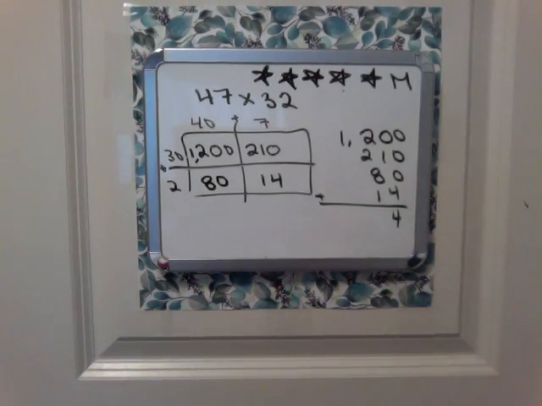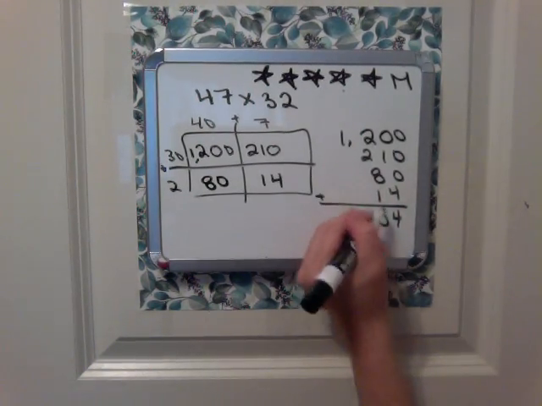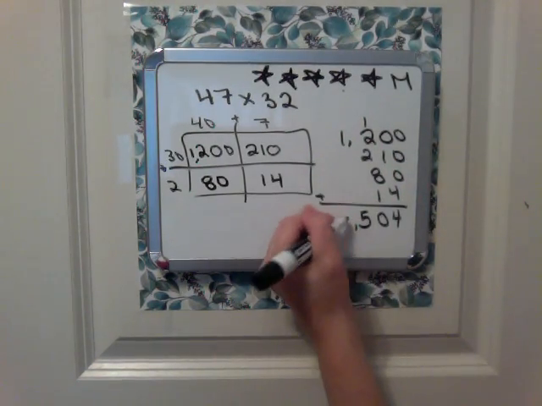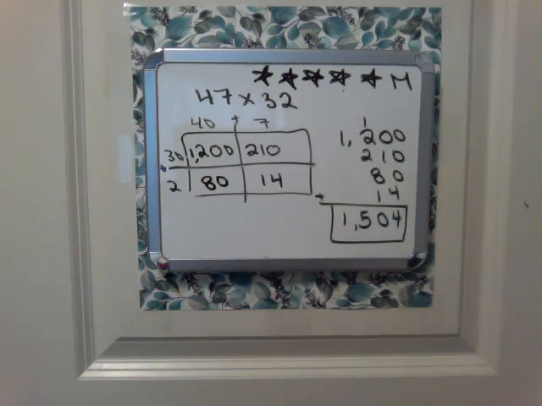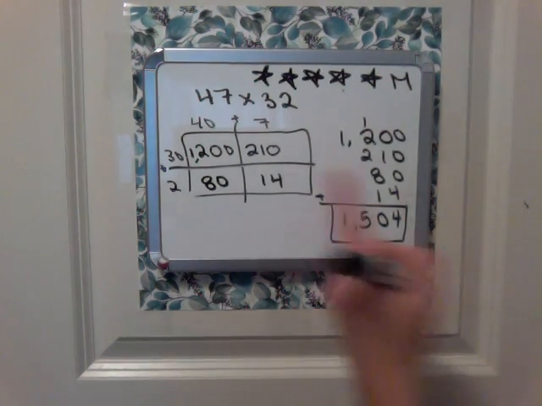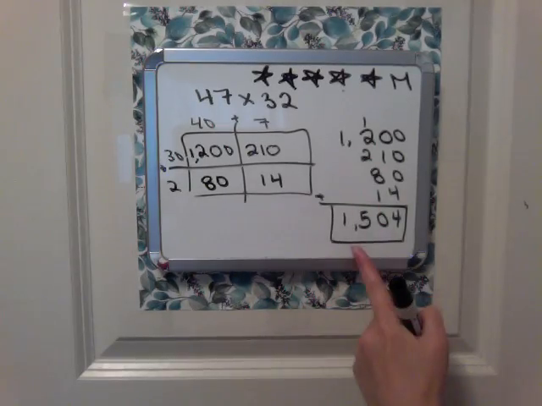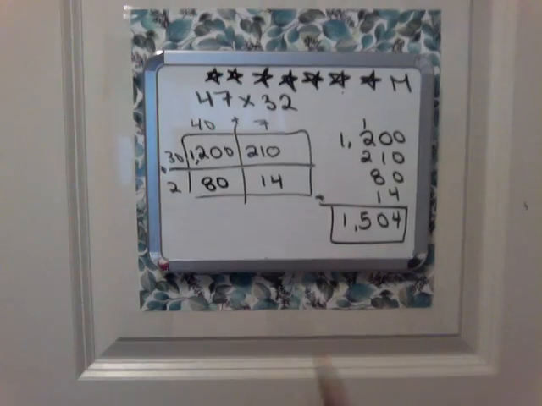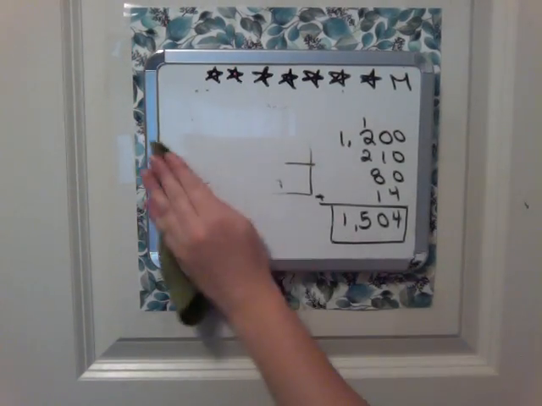So in the ones place, we just have 4. And then 8 plus those 2 is 10. Regroup the 1. 2 plus 2 plus 1 is 5. Bring down the 1. Your final answer should be 1,504. Give yourself a star for an area model. Give yourself a star for the answer. That's 2 total stars you can earn for this problem.